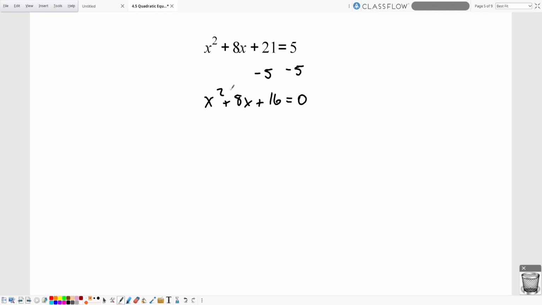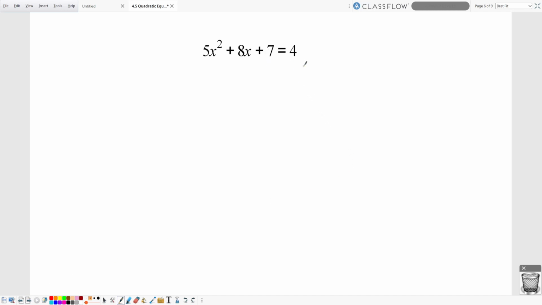Now I can go ahead and factor this. What multiplies to give me 16 adds to give me 8. Well, we have x plus 4 times x plus 4. So now we have the same thing in both sets of parentheses, which means that when I set both of these equal to 0 and solve, you're going to get the same answer. So I only need to actually solve for one of them. So x plus 4 is equal to 0. You would subtract 4 from both sides and get x is equal to a negative 4. So that means that our solution is negative 4.